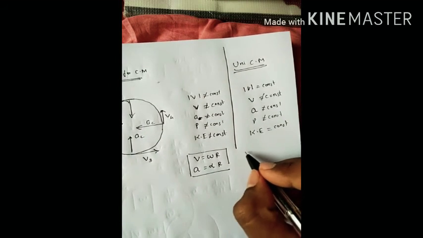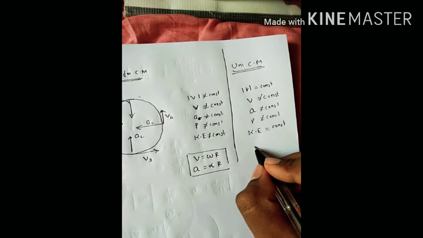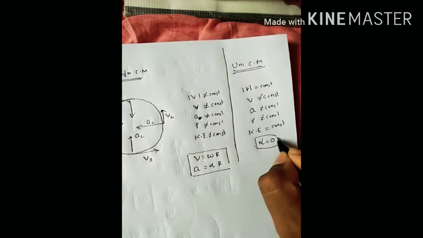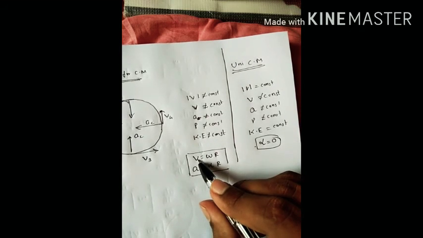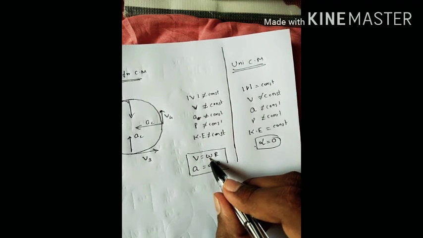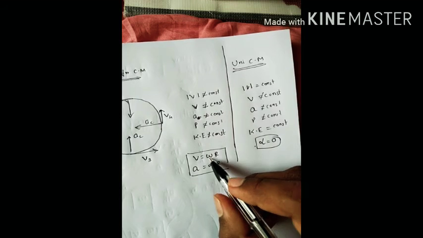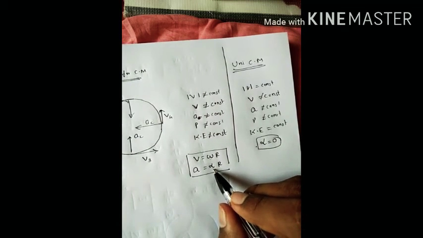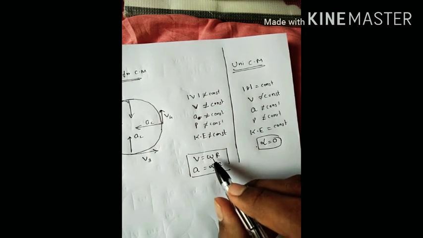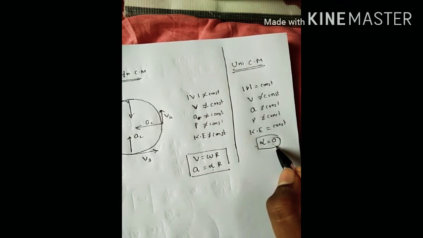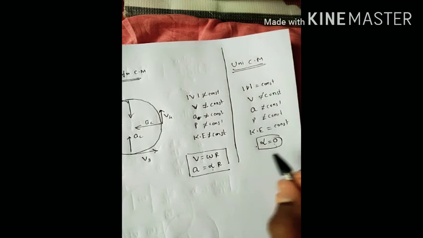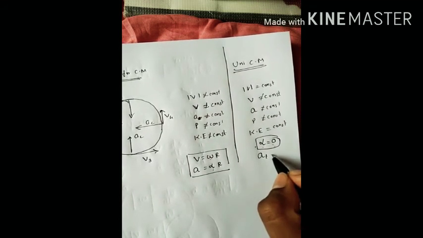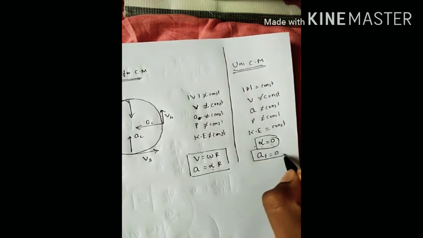In the case of uniform circular motion, we already know that angular acceleration remains 0 because the velocity remains constant. So omega remains constant. Then change in omega is known as angular acceleration, so it becomes 0 in the case of uniform circular motion. When this becomes 0, then tangential acceleration also becomes 0.